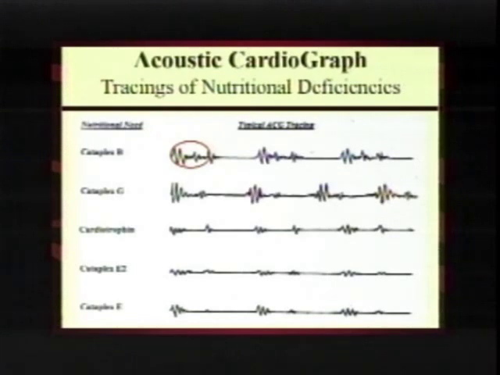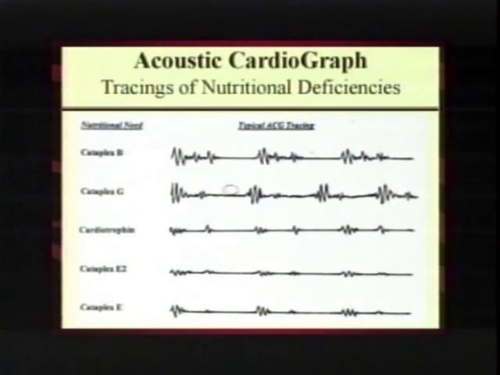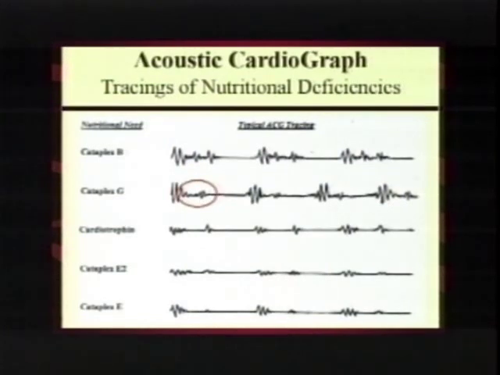We will now go quickly down the list of irregular tracings. In this first tracing, we can see a lengthened, indistinct first sound. As we said before, this indicates a need for B vitamins. This second tracing shows another example of this need for B support. Although not shown here, a classic indication of the need for Cataplex G is when the second sound is halfway between the first sound and the beginning of the next first sound.